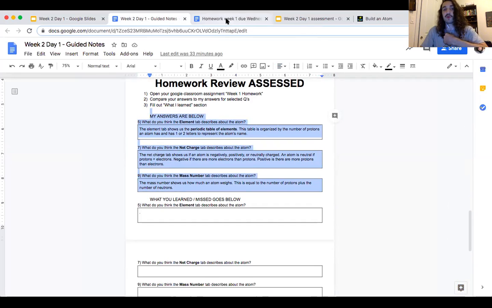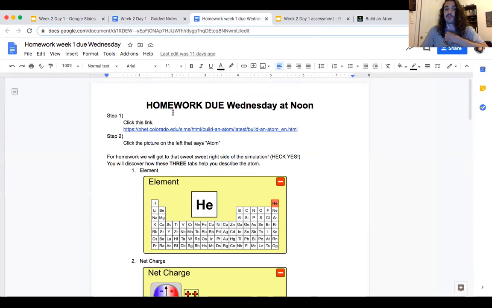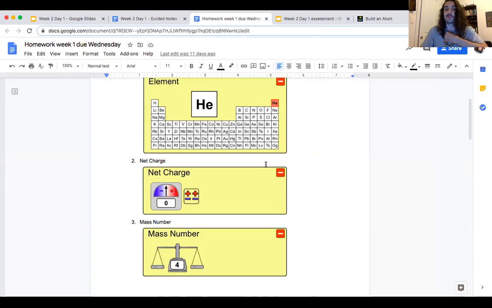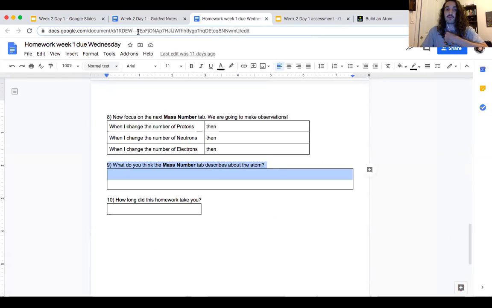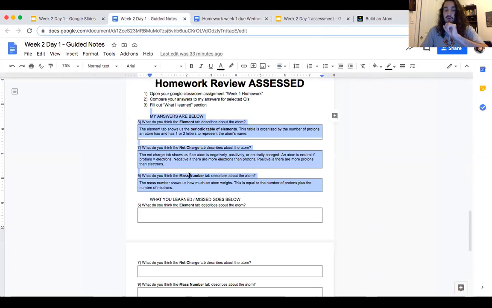If you're wondering, Murray, what homework are you talking about? That's this homework, the homework due Wednesday at noon. And I'm talking about question number 5, 7, 9. You are going to take your homework and compare your answer to number 5, number 7, and number 9. And in the boxes down below, you're going to tell me, what did you learn from these, from what I wrote, compared to what you wrote initially? You have to add what you learned or what you missed.